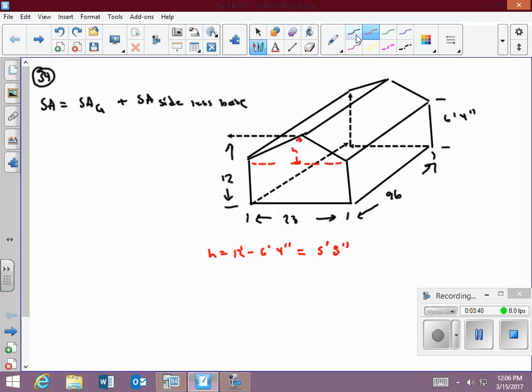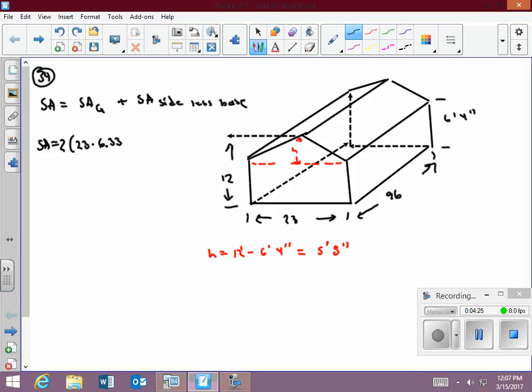So what we're going to do is 2 times, and then the part is, there's 23 by 6 foot 4, and 6 foot 4 is about 6 1/3. So you wouldn't convert to inches. I would convert to feet.